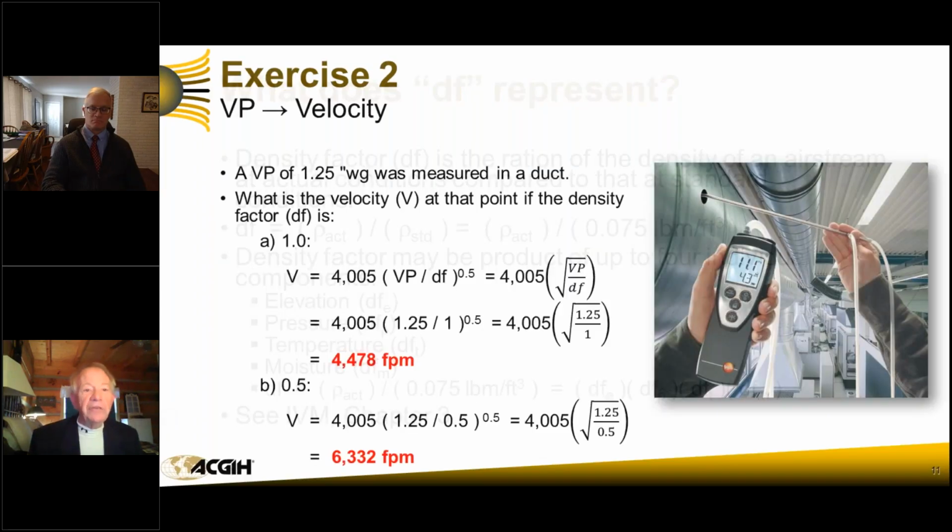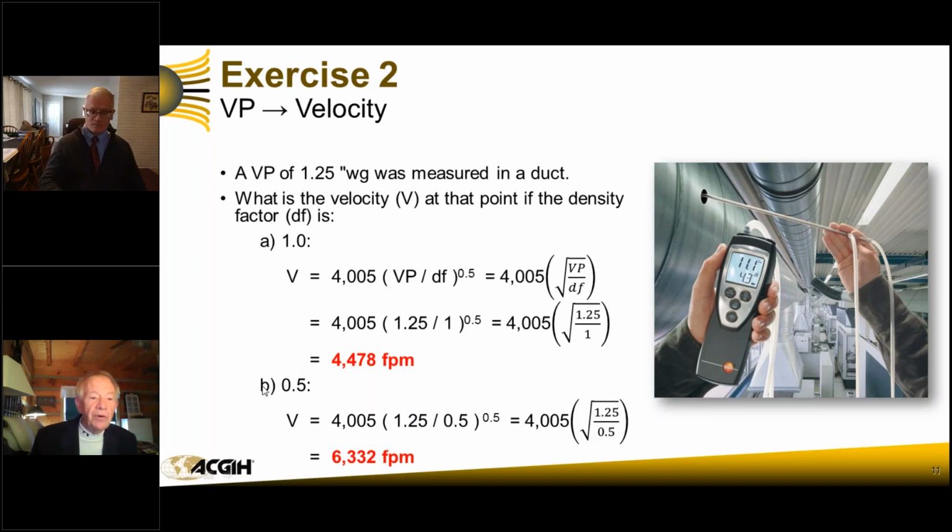So a velocity pressure of 1.25 inches water gauge was measured in the duct. Remember, 1.26 was 4,500 feet per minute. What is the velocity V at that point? And the density factor is 1.0. Well, we know it's going to be about 4,500 feet per minute. So we take 4,005 times the square root of the velocity pressure divided by the density factor. Down here, we're going to use 1.25 divided by 1 and take the square root of that. And what do we come up with? 4,478, approaching 4,500. We knew that.